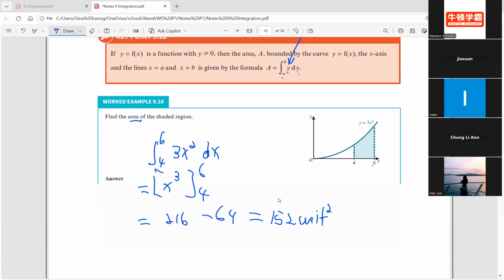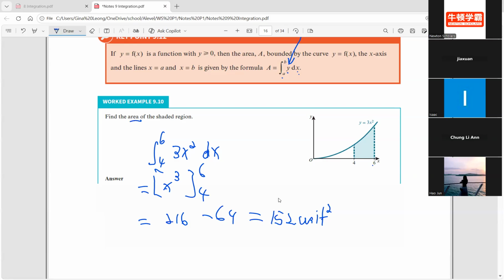Then some students ask me, do we need to put the x inside here and then minus the 4 we put inside here? It's up to you. If you want to put it in, then you put it in. If you don't want to, you can just press the calculator. You put 6 power 3, then you get 216. Then 4 power 3, you get 64.